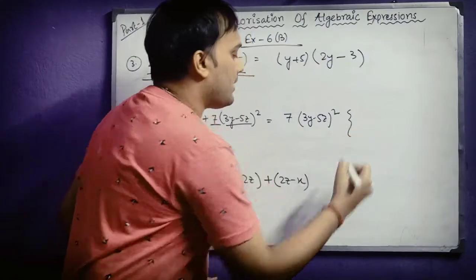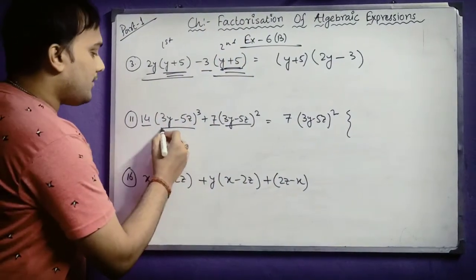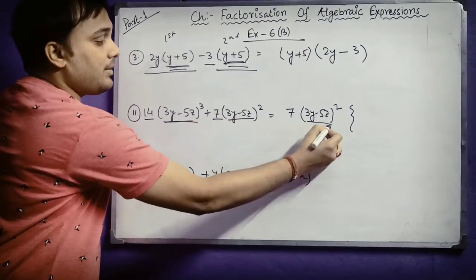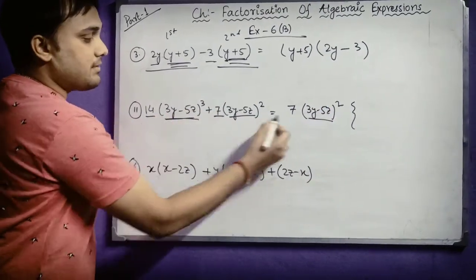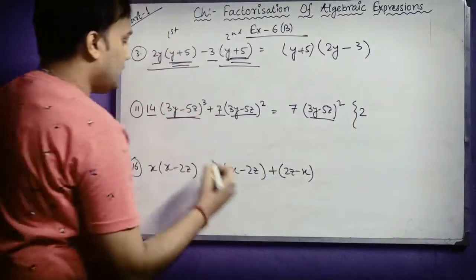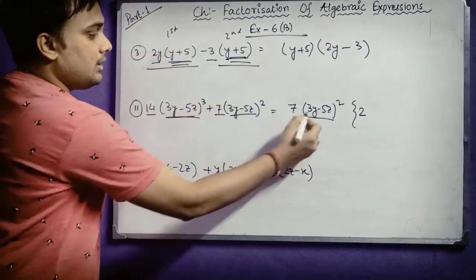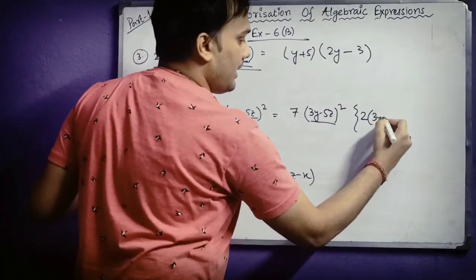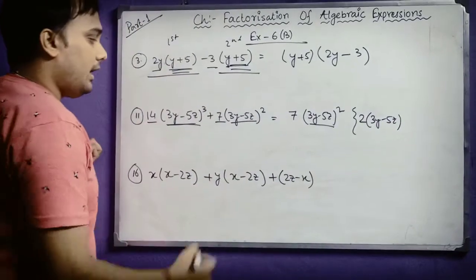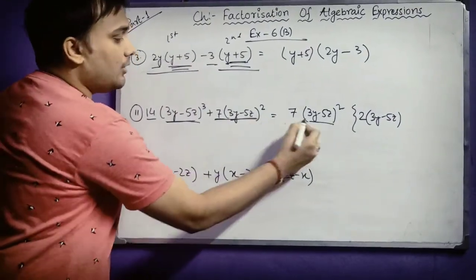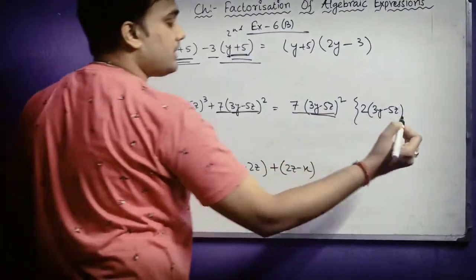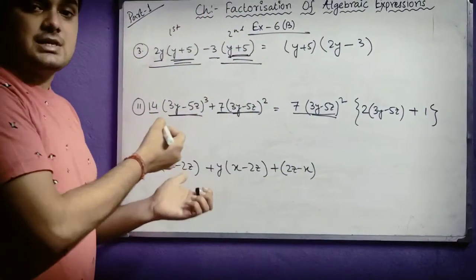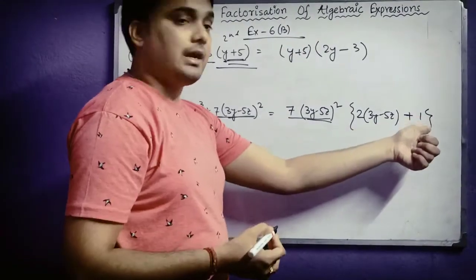Let us give the second bracket. Out of (3y minus 5z) whole cube, I have taken (3y minus 5z) whole square. And out of 14, 7 is taken common. So what remains here? 2. Then (3y minus 5z) whole cube and (3y minus 5z) whole square is taken common, so only 3y minus 5z remains. And here the complete term is taken common, nothing remains. That time you will write 1. If the complete term is taken outside as a common, then nothing remains, you will write 1.